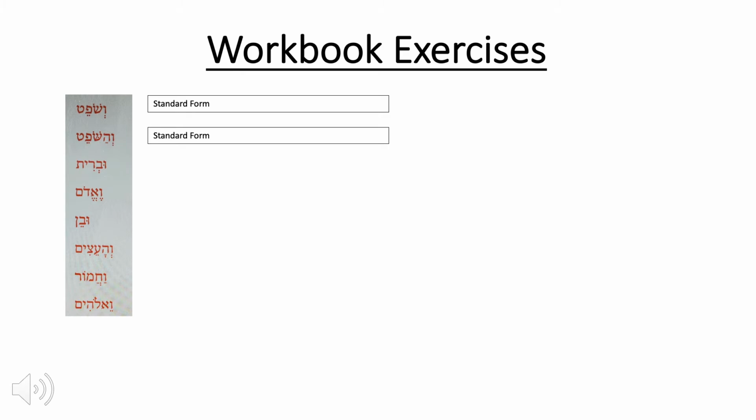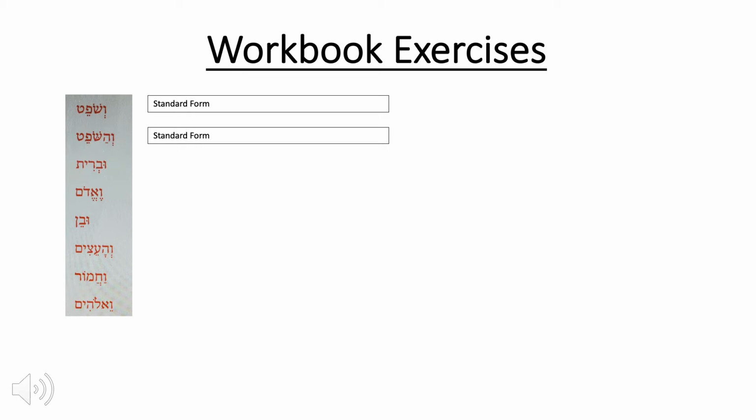In this section of exercises, you are doing the same thing that you did in the previous set of exercises, only instead of explaining what the vowel is underneath the hey, we're explaining what the vowel is underneath the vav. We would expect the vav to have a shva, which is what we see in the first two examples here, vashofet and vahashofet. Actually, the second example also has the definite article, which is the hey plus the patak plus the dagesh in the shin.